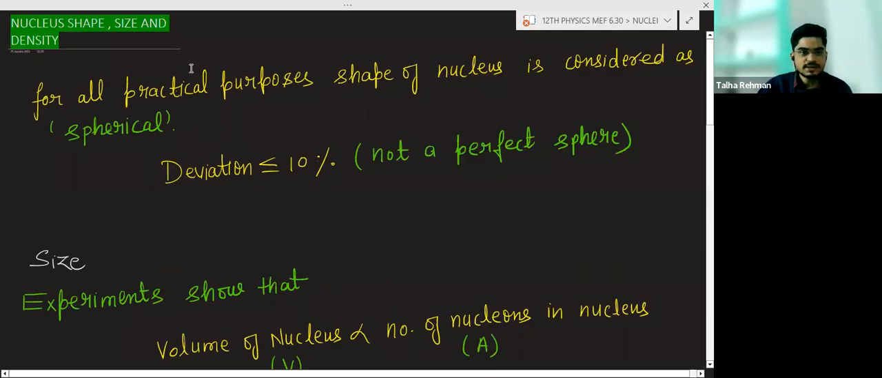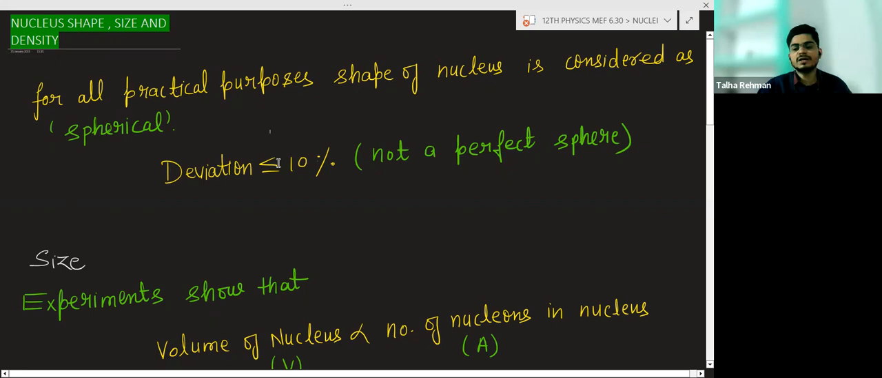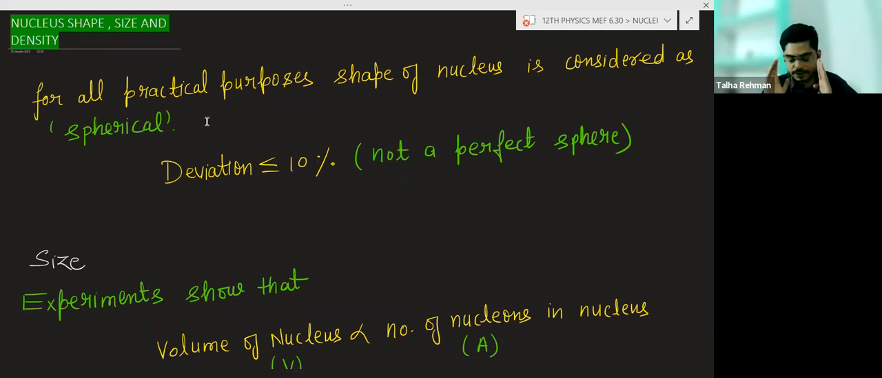Now what is the shape, size and the density of the nucleus? Basically we assume the nucleus to be spherical in shape. But the nucleus is not a perfect sphere, so there is some variation in the shape. The deviation will be less than or equal to 10%. So it is not a perfect sphere, but for all practical purposes, the shape of the nucleus is considered spherical. So we will consider the nucleus as a sphere.